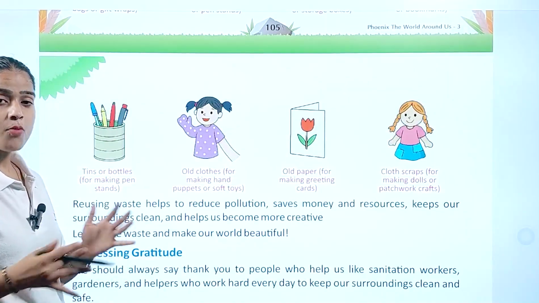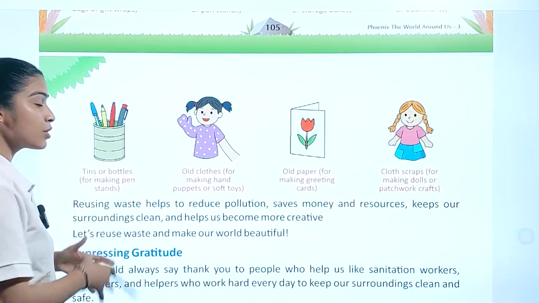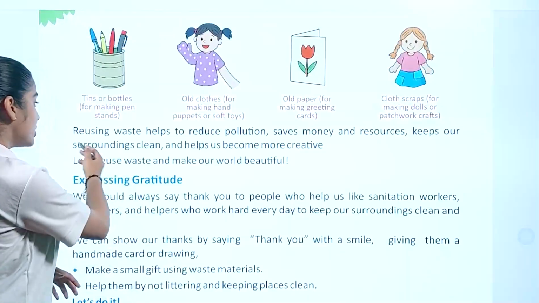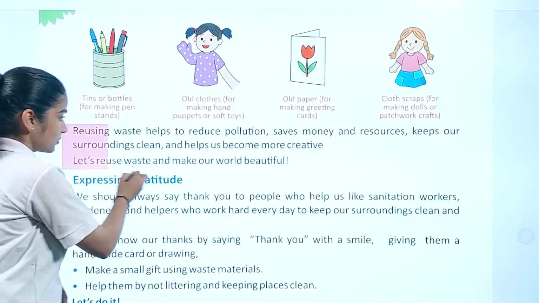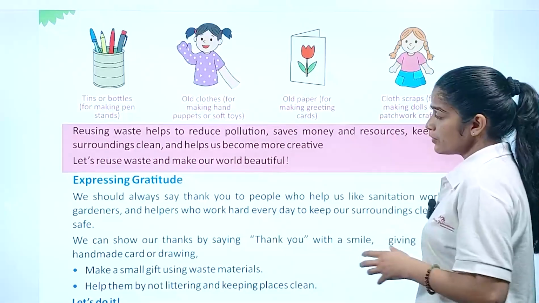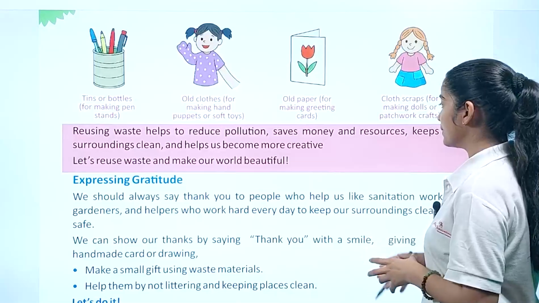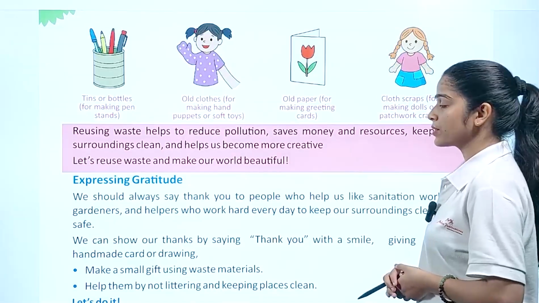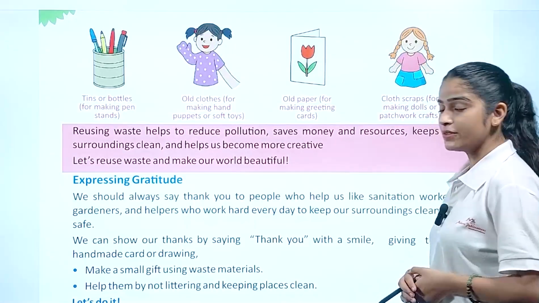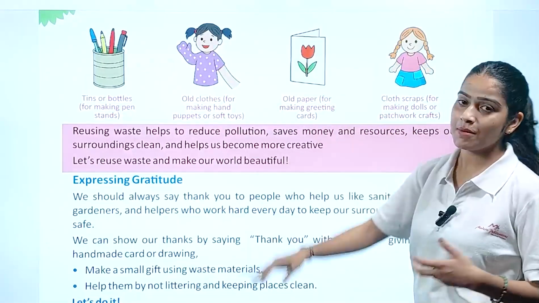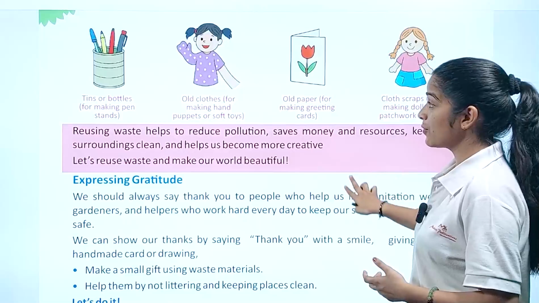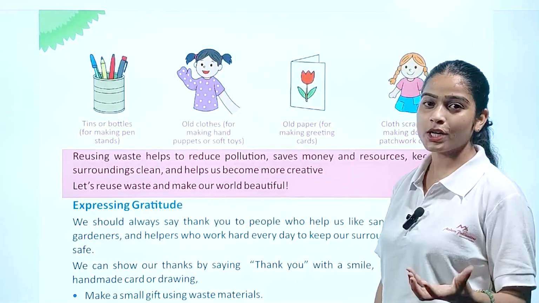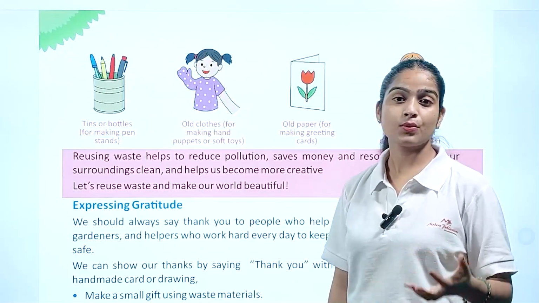So you can see how many ways we have to reuse waste to show our creativity. So why would we throw it away, right? We can reuse it. Reusing waste helps to reduce pollution, saves money and resources, keeps our surroundings clean and helps us become more creative. Let's reuse waste and make our world beautiful. By using these things, you can make your world beautiful as well. When you have tin bottle pen stands and puppets made of old clothes, it will be amazing. You are just reducing and using the waste again.